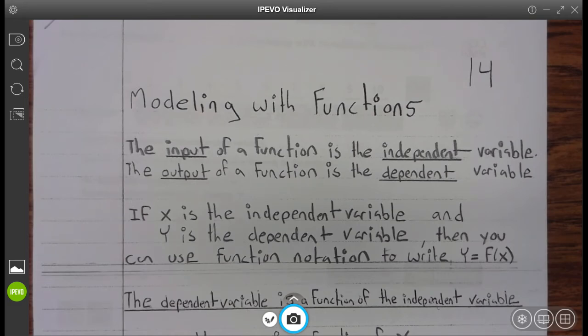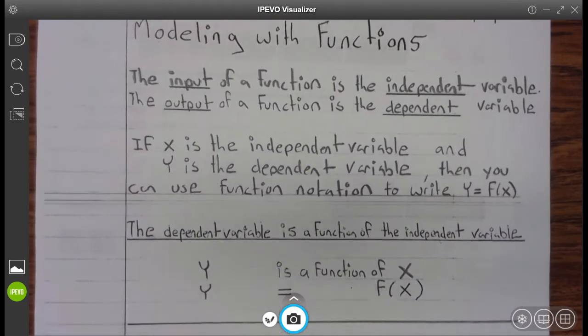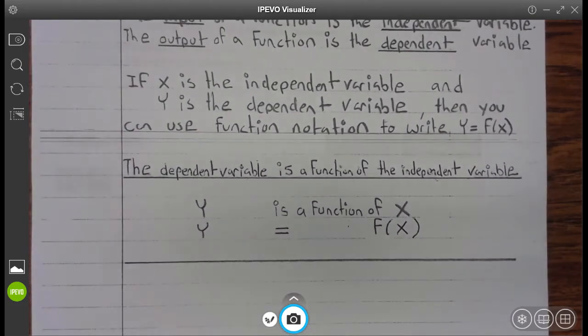Okay, today we're going to have journal page 14, modeling with functions. The input of a function is the independent variable. The output of a function is the dependent variable. If x is the independent variable and y is the dependent variable, then you can use function notation to write y equals f of x. The dependent variable is a function of the independent variable. Y is a function of x. Y equals f of x.